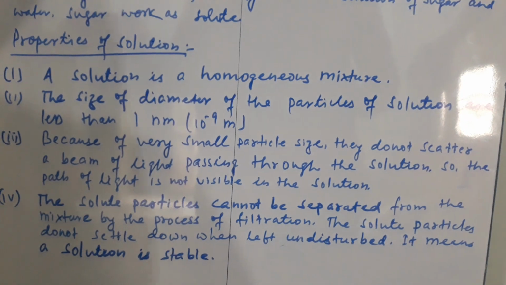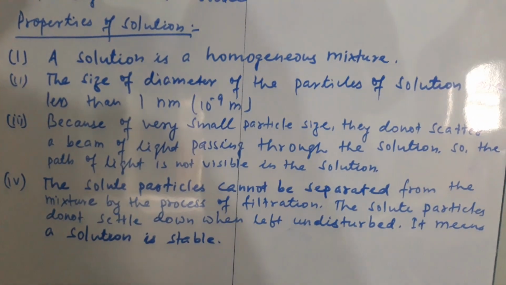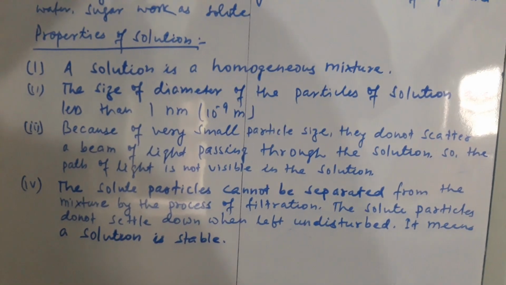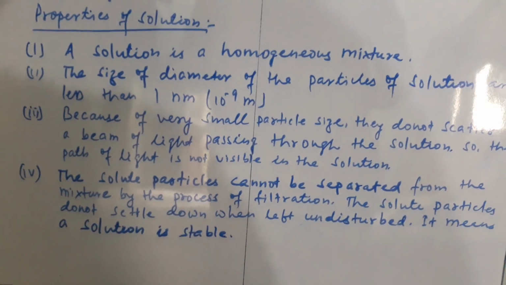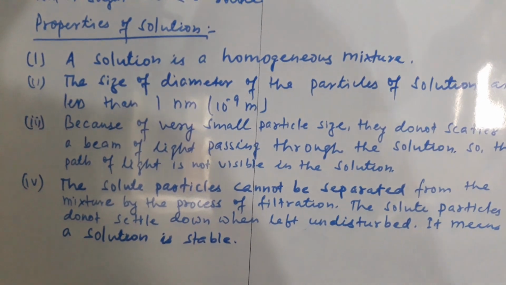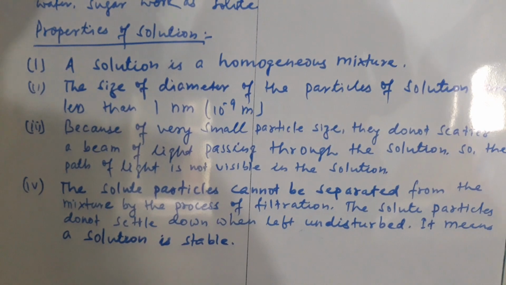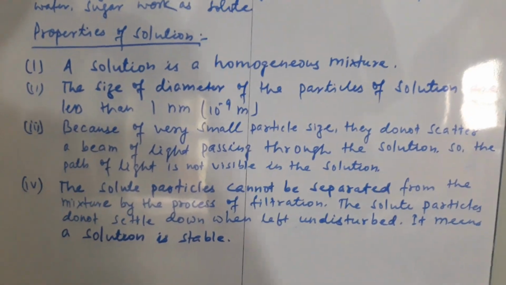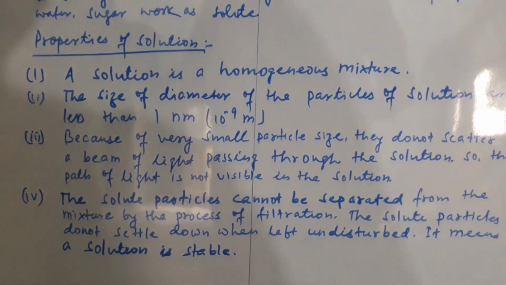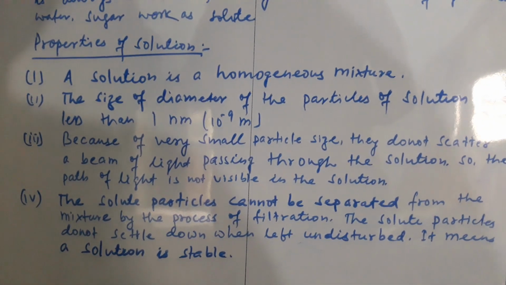We have also discussed that in a solution the components are mixed in such a way that they cannot be separated. They are not seen distinctly, means we cannot see a separate boundary between the components of the mixture. So it is a homogeneous mixture, means there is a uniform composition throughout the mixture.